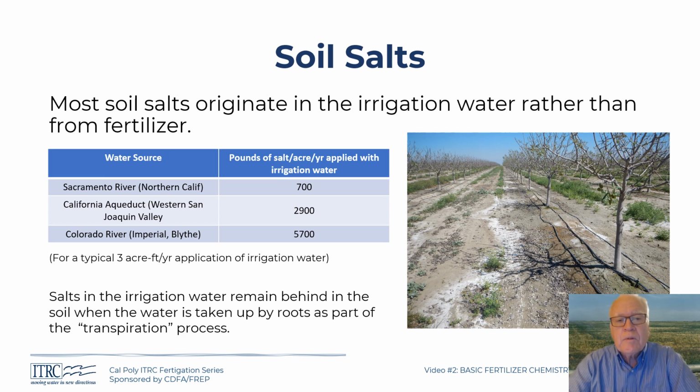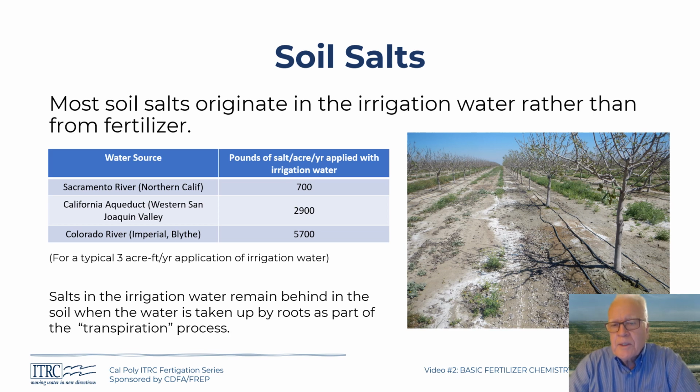But if you look at the table over here on the left, it gives you 3 water sources. One is the Sacramento River, it comes from Northern California. And then the next is the California Aqueduct. And then the next one is the Colorado River. And if you look at the second column, that's pounds of salt per acre per year applied with irrigation water. Now, that depends on how much water you apply, and if you notice below it says that's for a typical 3 acre-foot per year application. And obviously that depends on the exact location, the climate, and the crop and all that, but you know, it's a comparison. It's apples and apples.